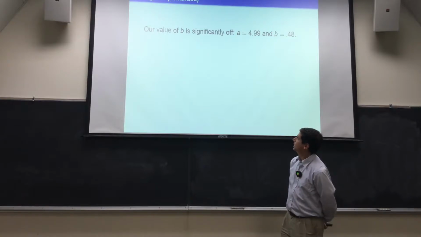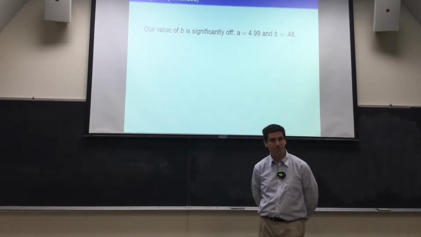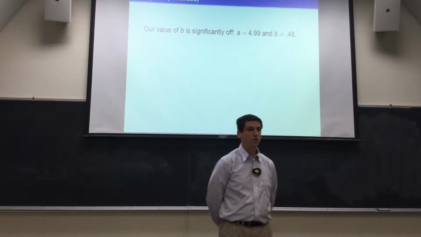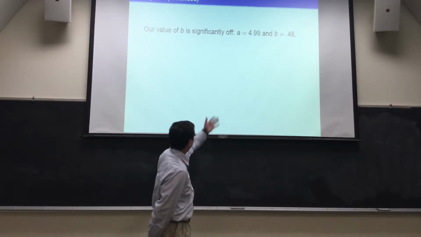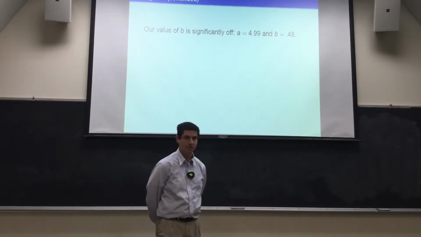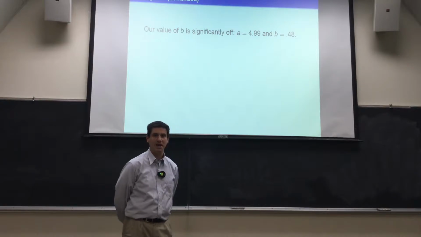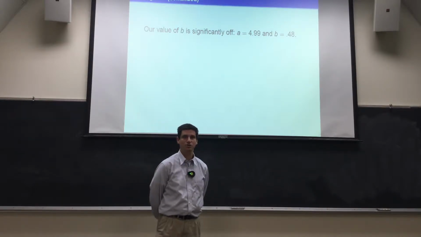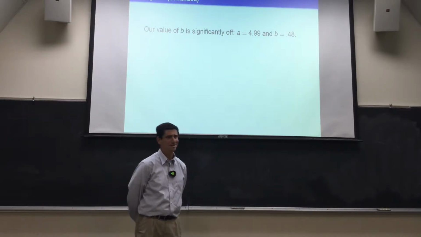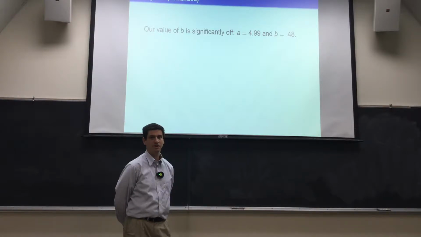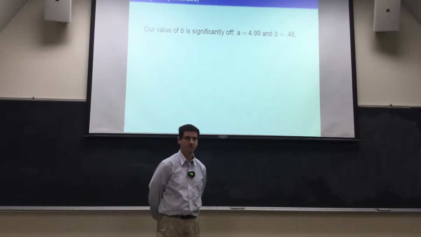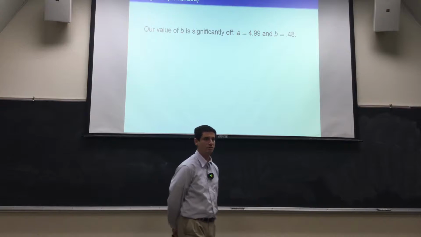So looking at this and going from physical grounds, we're a little concerned about getting this value of b of about 0.48. The 4.99 I'm pretty happy with. That's doing a good job. The 0.48, not so much. How should we measure error? What are some ways we might measure error?